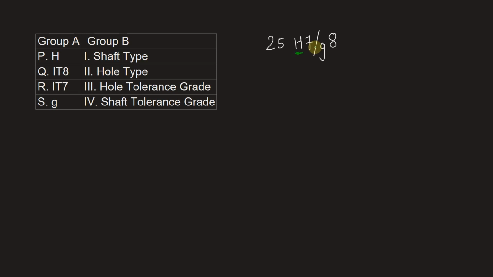There is a standard given for identifying the particular hole type, shaft type, the sizes and grades for the assembly. So H here clearly will denote the hole type. There can be oversized or undersized holes, and depending upon that this letter is being assigned. So capital H will tell you the hole type. Similarly, small g is telling you the shaft type.